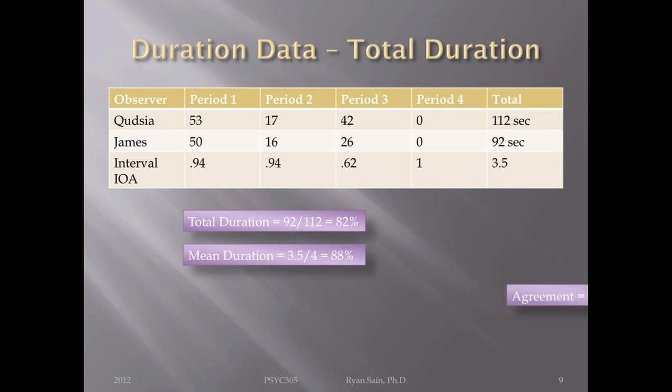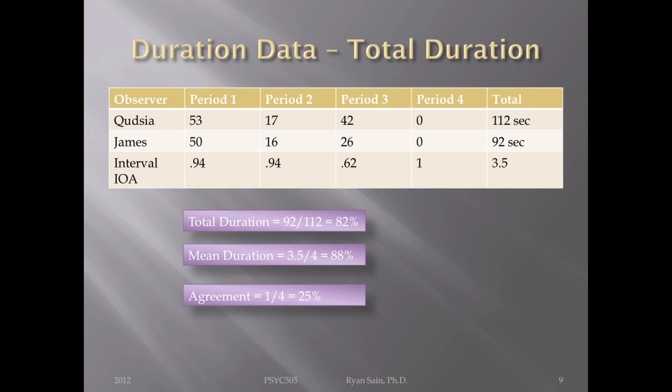There are 3 different things we can do here. We can do total duration, 92 divided by 112, 82% accuracy. Mean duration, 3.5 out of 4, using that same procedure that we talked about before, 88%. And the agreement: they only agreed 1 time out of those 4 periods, so 25% agreement. I tend to use the stricter one, so I would focus on the agreement procedure here, but at the same time knowing that maybe that isn't quite what it should be.